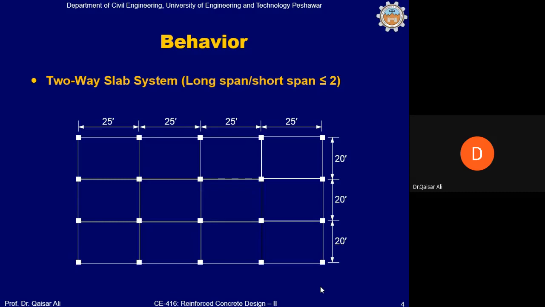So the given floor plan on this slide is a two-way slab system because each panel is 20 by 25 feet. The longer to shorter span ratio for each panel is 25 by 20, which is 1.25, less than 2, so it makes a two-way slab system.